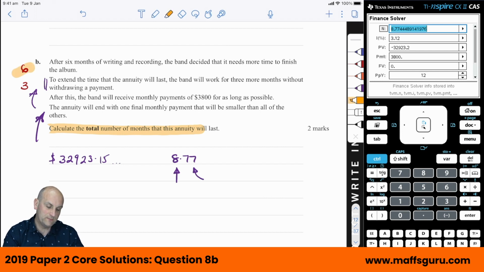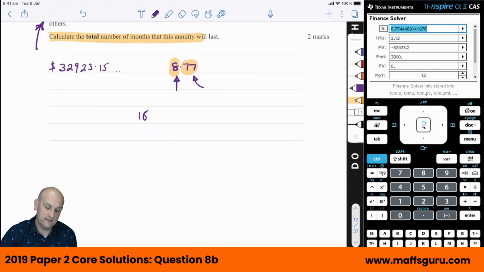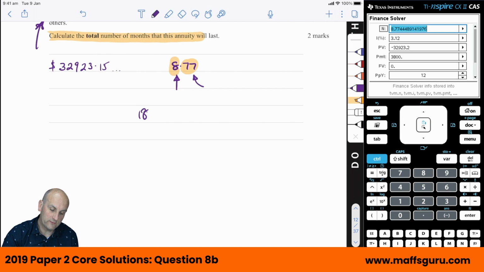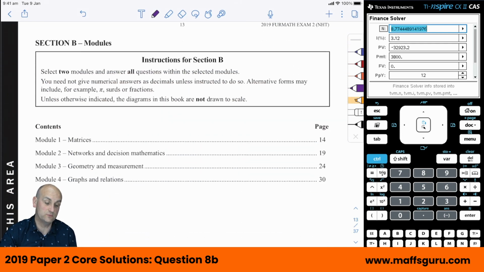So we had those original 6 payments, 3 where we didn't, because they want to know the total number of months the annuity will last: 8 full payments, 1 small payment, 6, 7, 8, 9, 10, 18. So in which case the total would be 18 months is how long it's going to last. So that's one of those change of condition questions, which I thought was awesome.